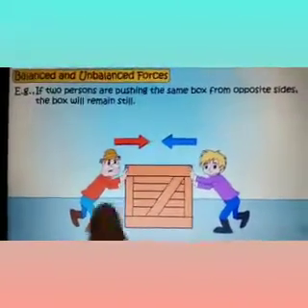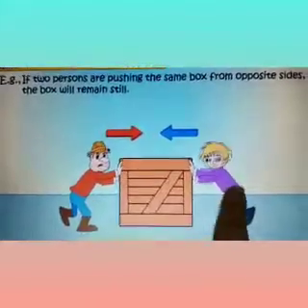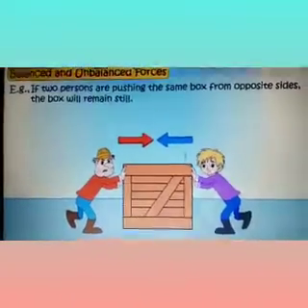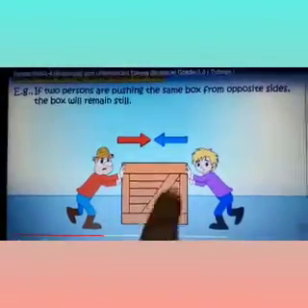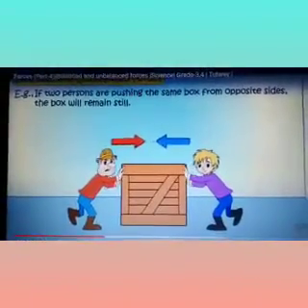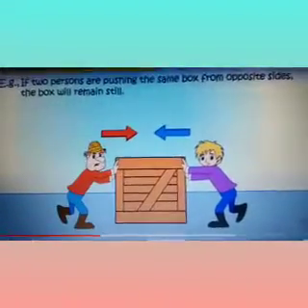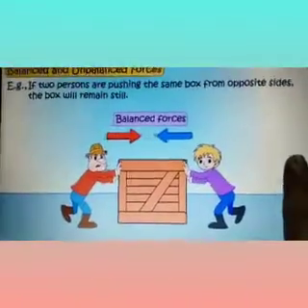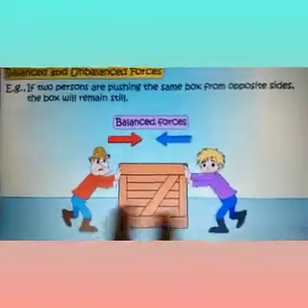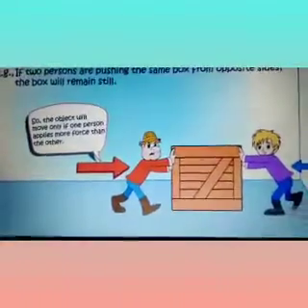Now, if two people push this box from opposite sides, one is pushing from here, one is pushing from here. Now the box is not moving. Why? You saw both of them applying force. Look at them moving. But the box is not moving. The box is not moving because both are applying the same amount of force. Both are applying equal force. And the object is not moving. That means they are applying balanced force.